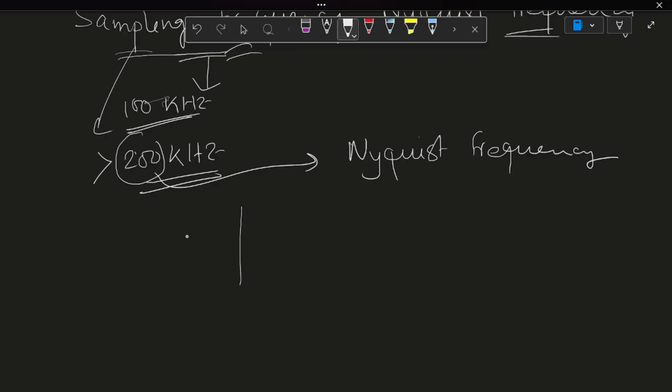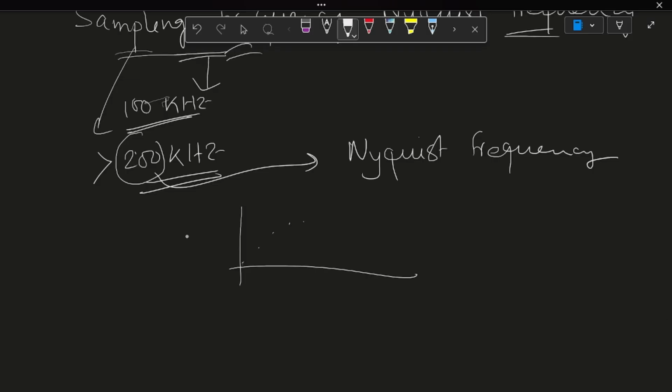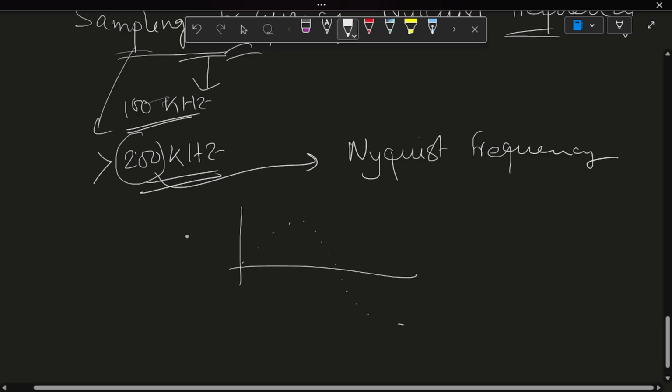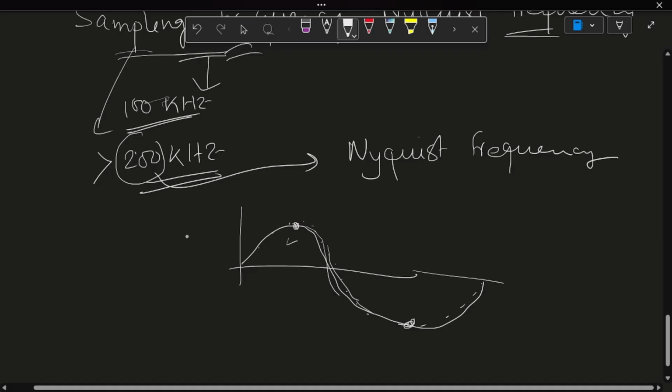So why is it at least twice? If you are getting this kind of signal from your system, and suppose your system is oscillating with this frequency, then to truly replicate that frequency, you need at least one data point here and one data point here. This is the minimum number of data points you need in each cycle. So that is why the factor of two is coming.